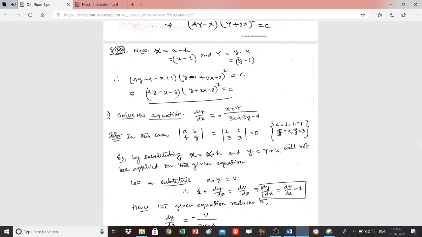Another one is here. See here, you have to solve this equation: dy by dx is equal to (x plus y) minus (x plus y) by (3x plus 3y).